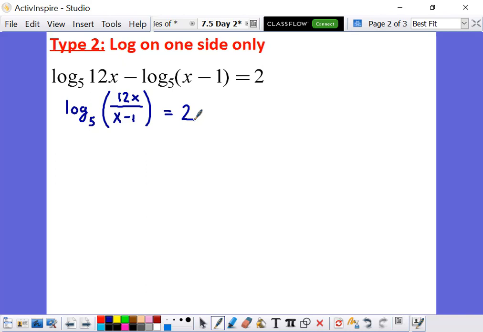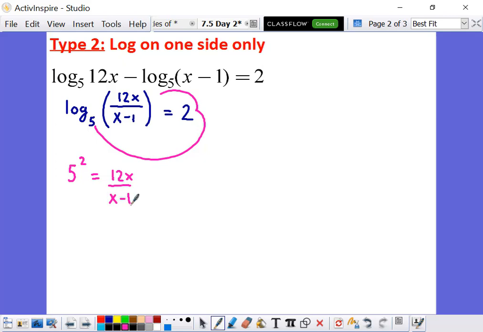Okay, but the biggest mistake that people are going to make on this problem is they're going to just say, oh, 12x over x minus 1 equals 2. Well, you can't do that because there isn't a log on the right-hand side of that equal sign, so there are no logs to cancel. So what you have to do is rewrite this as an exponential and then solve. So we rewrite it as 5 to the second power equals 12x over x minus 1.